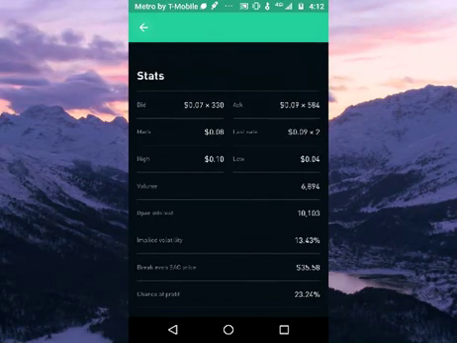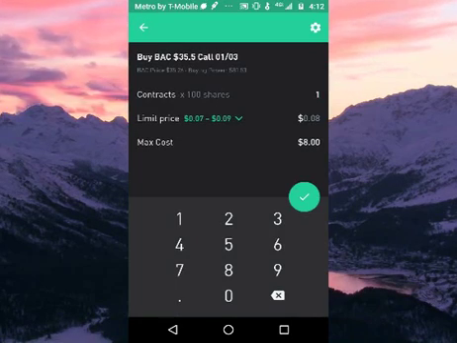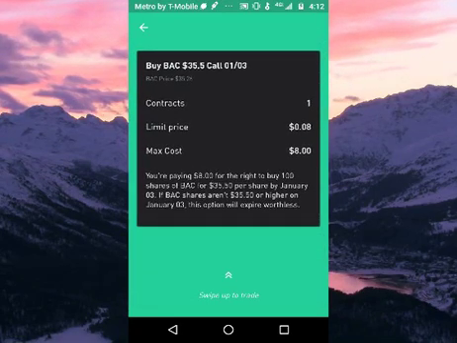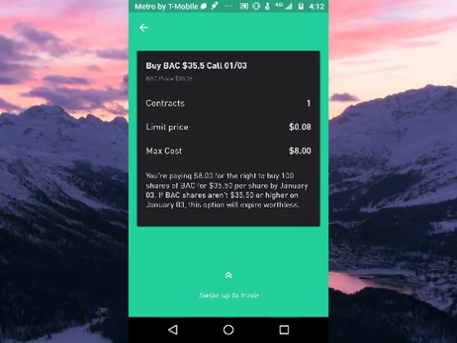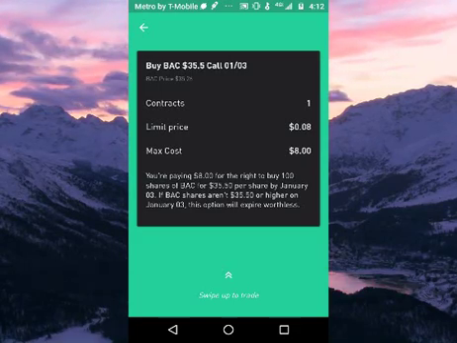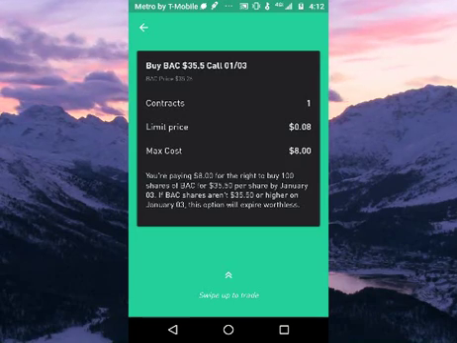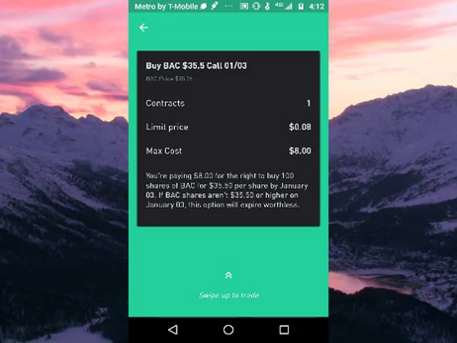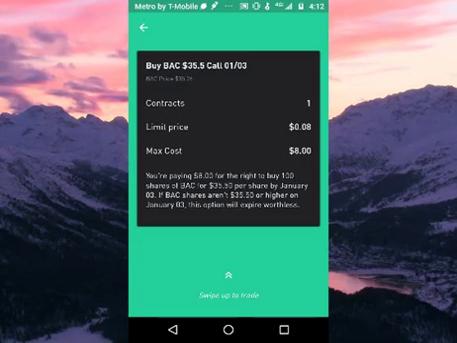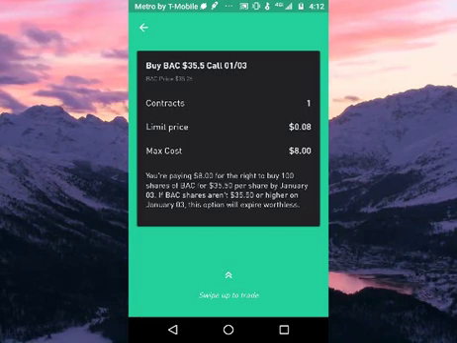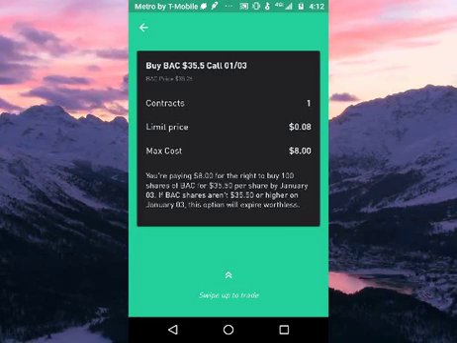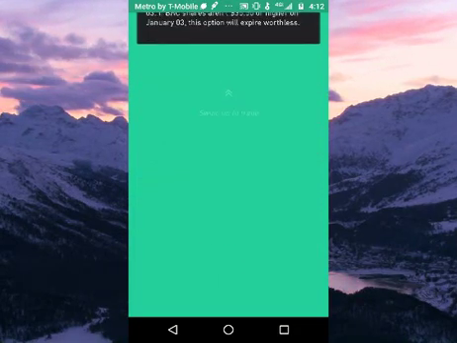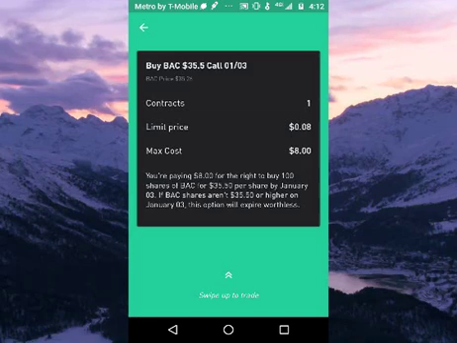So we're going to go back over here. I'm going to click on the right. And Robinhood tells us that you're paying $8 for the right to buy 100 shares of Bank of America for $35.50 per share by January 3rd. If Bank of America shares are not $35.50 or higher on January 3rd, this option will expire worthless. So that is a very clear and precise explanation from Robinhood. It also needs to go to the break-even price for us to make any kind of profit. So let's swipe it up, and we placed our trade. I'm not going to swipe it up because I don't want to make a trade right now.